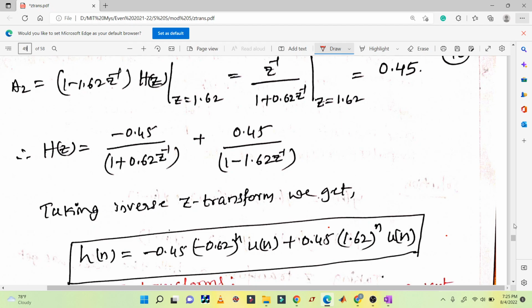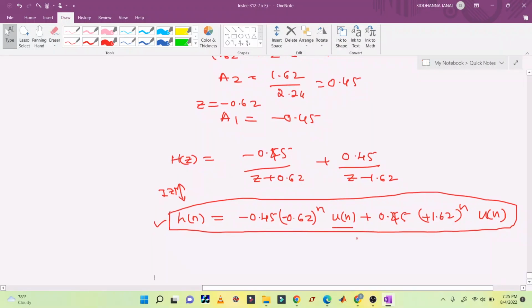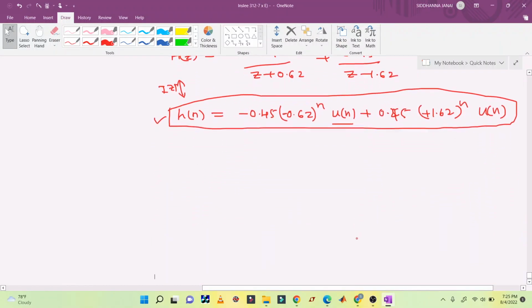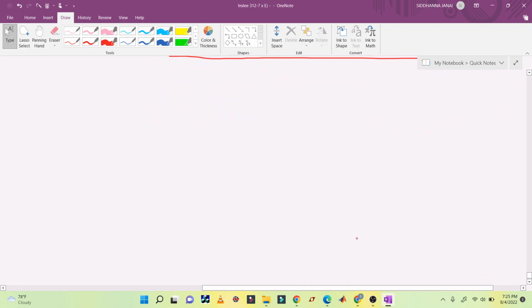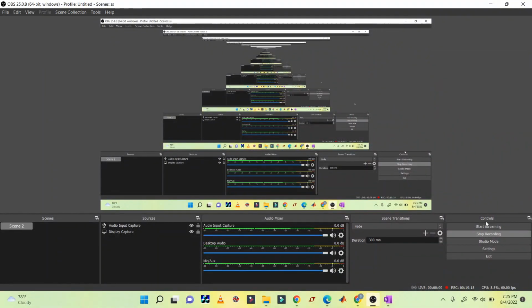Now coming to unilateral transform. Okay, before going for the actual problem, I want to explain to you regarding the unilateral Z transform. Okay, so let me stop here.